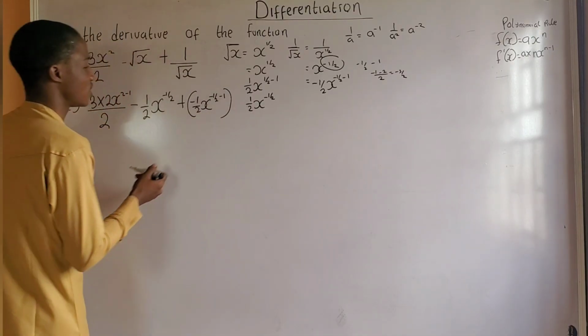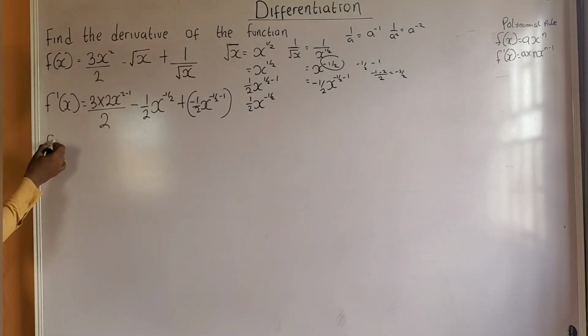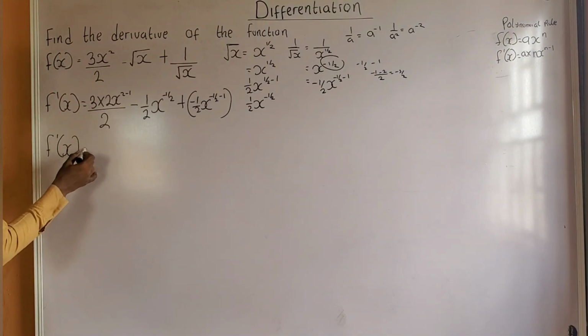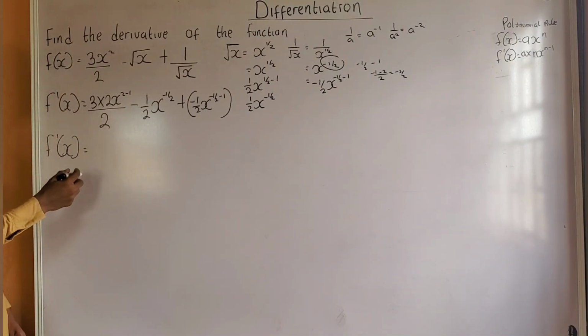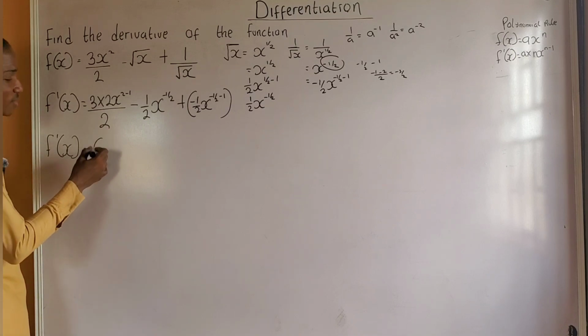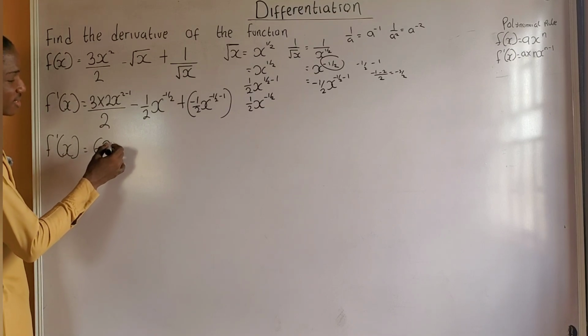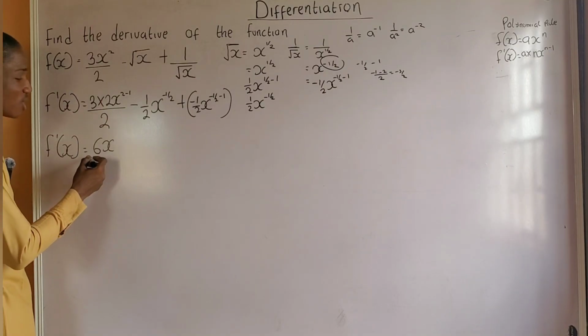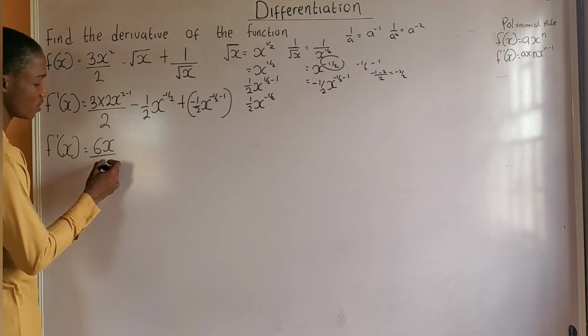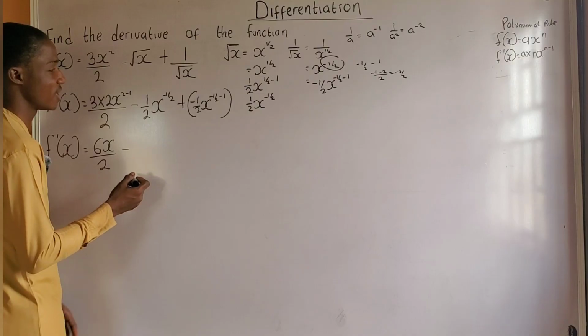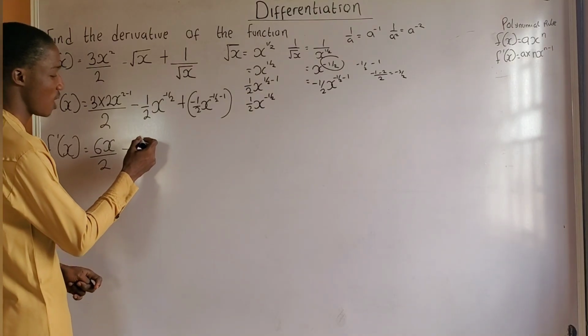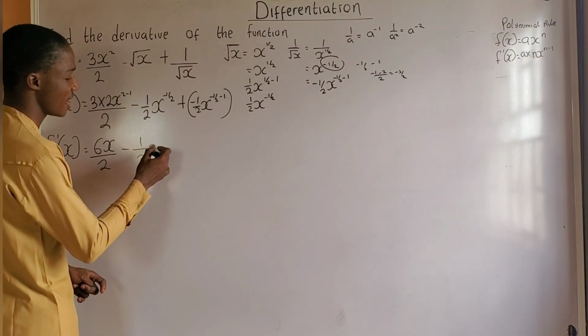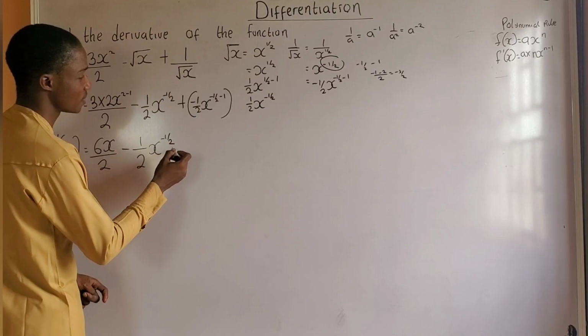Are you getting it? So for this, the derivative of f of x will be equal to 3 times 2x. 3 times 2 is 6. So I'm going to have 6x raised to the power of 2 minus 1. 2 minus 1 is what? 1. So I'm going to have 6x over 2 minus, okay, now, minus 1 over 2 x raised to the power of negative 1 over 2.